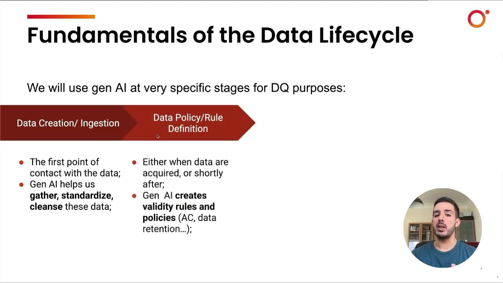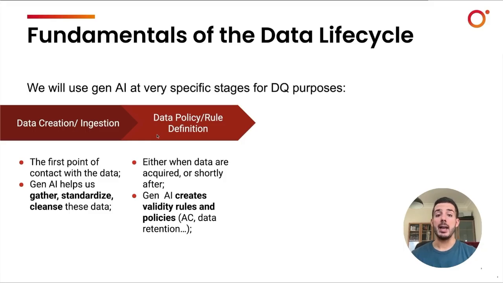Then, at the data policy and rule definition stage, that is, after we have acquired the data and we have to ask what are the validity rules or the business rules or the data sensitivity levels, access control rules, and other policies and rules that may apply to these data, we have to create these. How can generative AI help? These rules and policies are either immediately defined when the data are acquired or shortly after. When we want to use them, we need to have these rules in place. So it can be a lot later than after we ingest the data or create them.